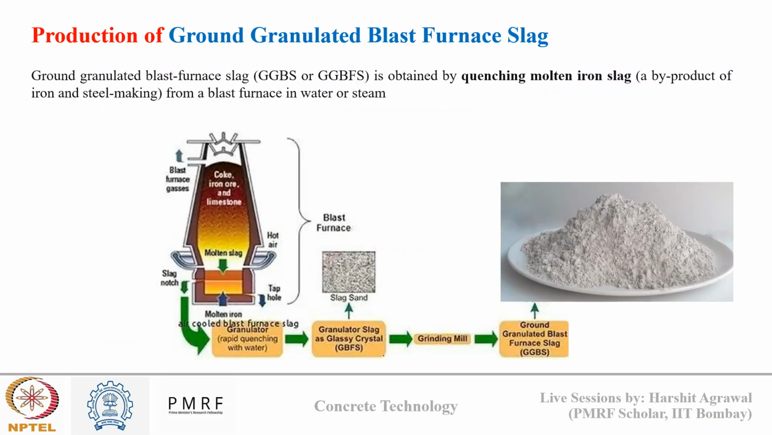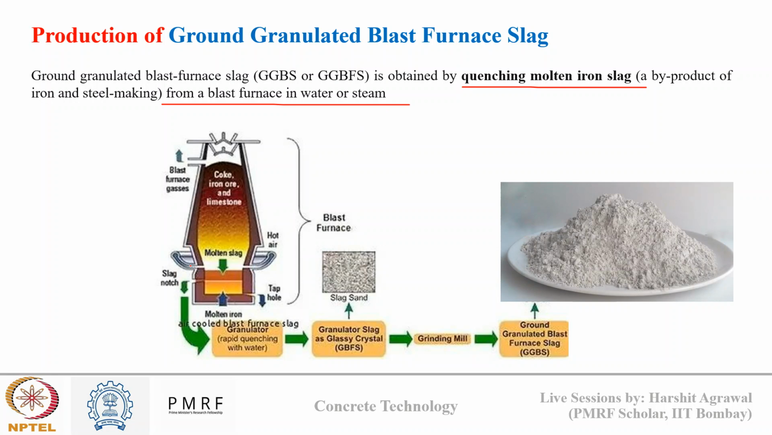Now after fly ash, we have ground granulated blast furnace slag. Ground granulated blast furnace slag is obtained by quenching molten iron slag from a blast furnace in water or steam. So in simple terms, it is a byproduct of the steel making process, especially from the production of iron in a blast furnace. So how is it produced?